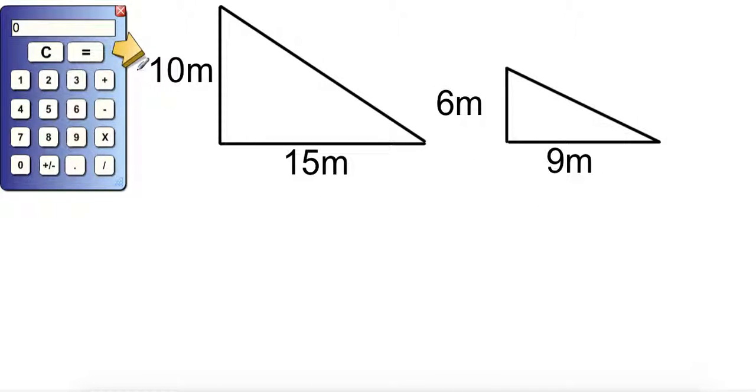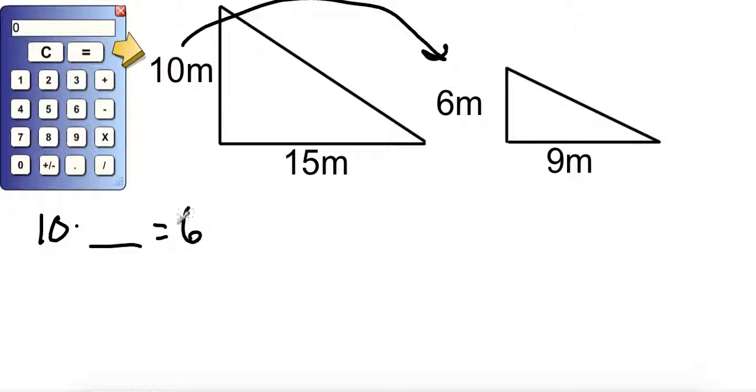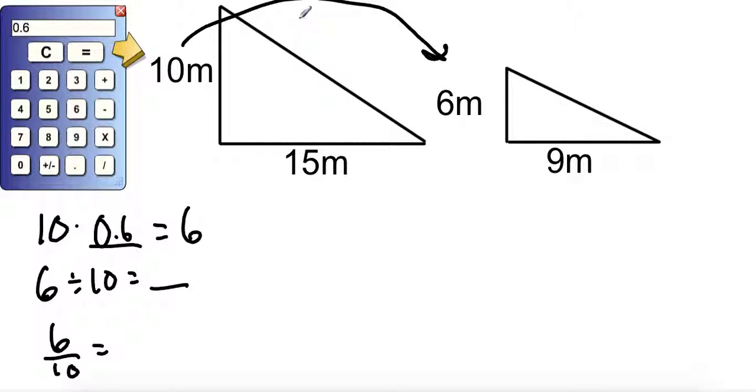Now in this example, we're going from a large figure to a small figure. So I want to find the scale factor from 10 meters and 15 meters to 6 meters and 9 meters. Just like before, I know that 10 times some number will give me 6, but I don't know what that number is yet. So I'll divide 6 by 10 to give us our scale factor. I can do 6 over 10 as well. And if I use our calculator, I can see that 6 divided by 10 gives us 0.6, or 6/10, and that will be our scale factor. Similarly, if I multiply 15 by 6/10, that'll give me 9.